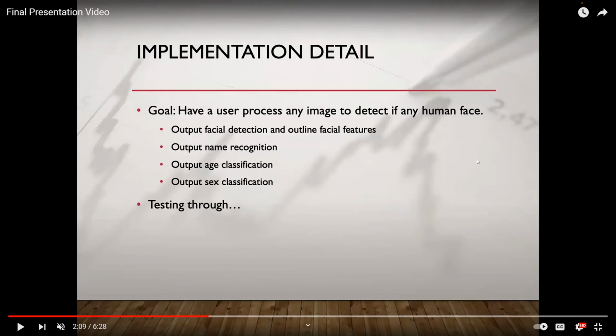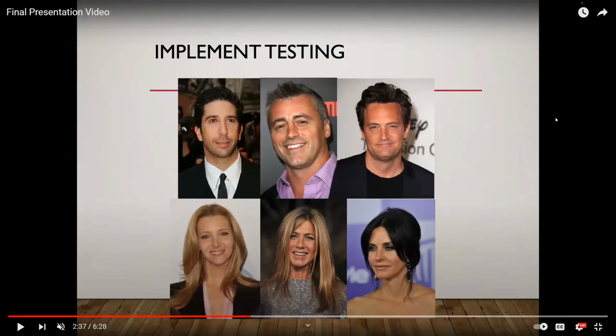And my goal was to combine them together, get the best of all three models and put it into a project where I wanted to embed an image and then have it be able to detect that face, and then recognize the name of that person and also its age and sex classification. I did my testing through the Friends cast. This was inspired by one of the GitHub repositories for ArcFace, and they used the Friends cast to showcase how to embed images and recognize people's facial features.